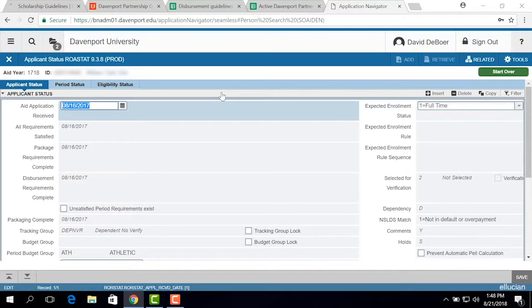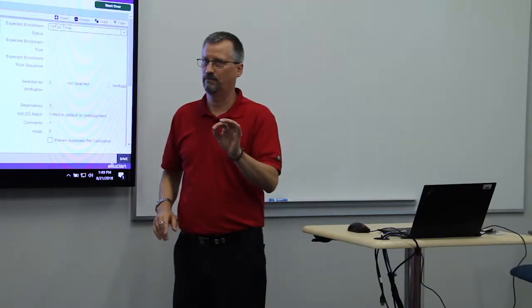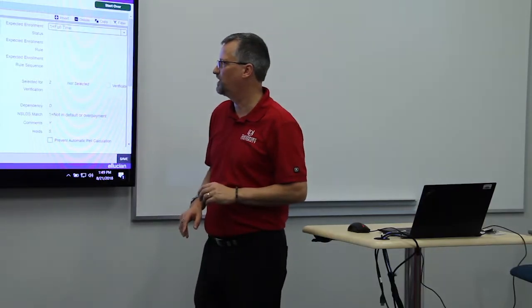Let's imagine something. FAFSA is here, dates filled in, disbursement requirements are complete. That's filled in. All requirements satisfied is blank. That means something is missing. There's some sort of paperwork missing. And I'll show you how you can look at that in a minute.